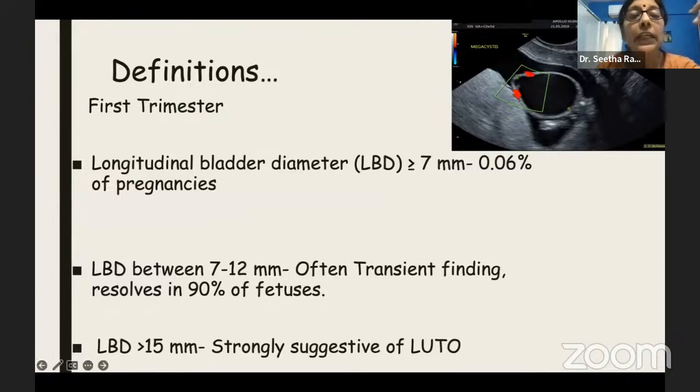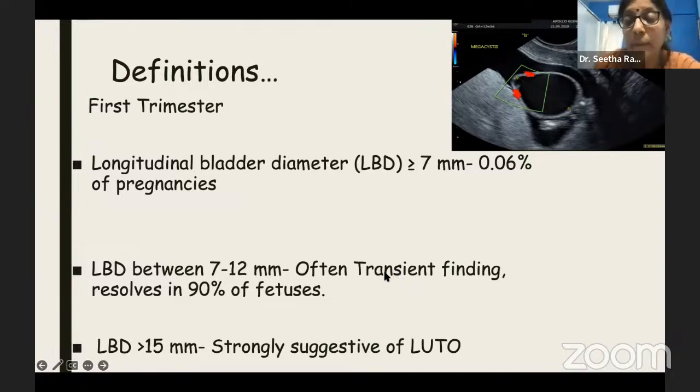If you can see it in the first trimester, it is very classical. The working definition is that the longitudinal bladder diameter should be more than 7 millimeters. If it is more than 7 millimeters, it is defined as megacystis. And it can be anything between 7 to 12, like ventriculomegaly. This is not formally classified, but we always tend to say that 7 to 12 is sort of moderate, while more than 15 will indicate more of an obstructive pathology, especially a lower urinary tract obstruction. Anything between 7 to 12 is more often than not a transient finding.